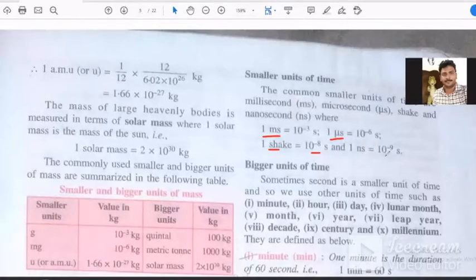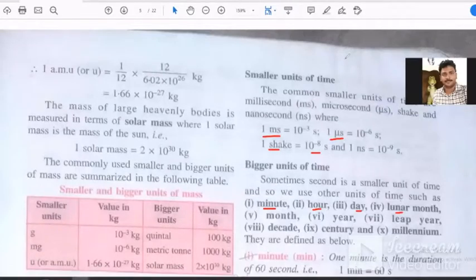Okay, hope your doubt is clear. Now we'll talk about bigger units of time. So bigger units of time are minute, hour, day, lunar month. Here bigger unit of time means the unit of time which is bigger than second. Okay, so second is the standard by which we are comparing.